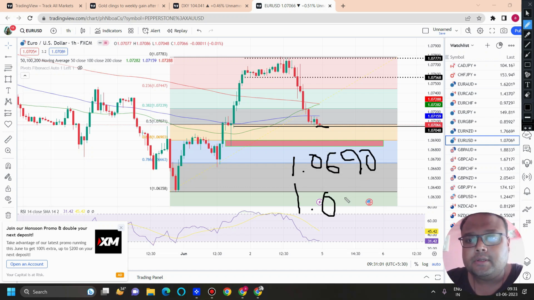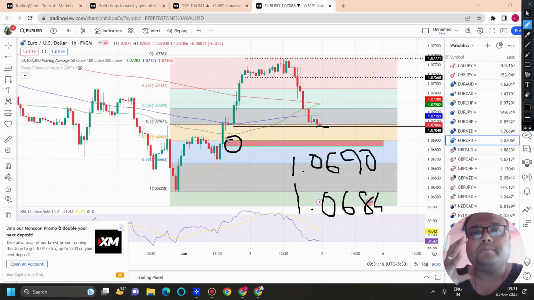1.0690 to 1.0684. This is the next support on the chart of Euro USD. Why? Because we have the Fibo 61.8% retracement level, and most importantly, around 1.0684 the market has shown extreme price rejection previously. So definitely we can expect that buyers are present around this area. If the market takes support around this area, we can look for a buy position.